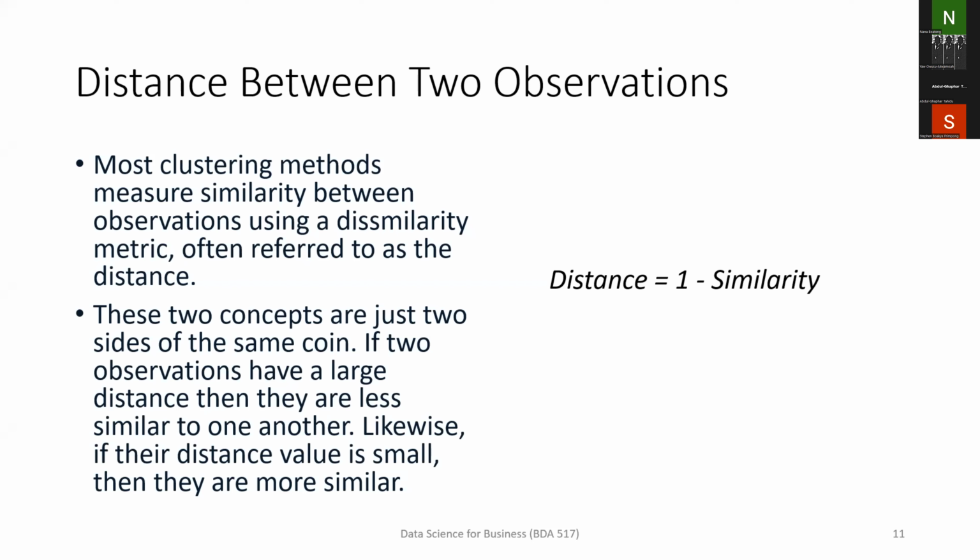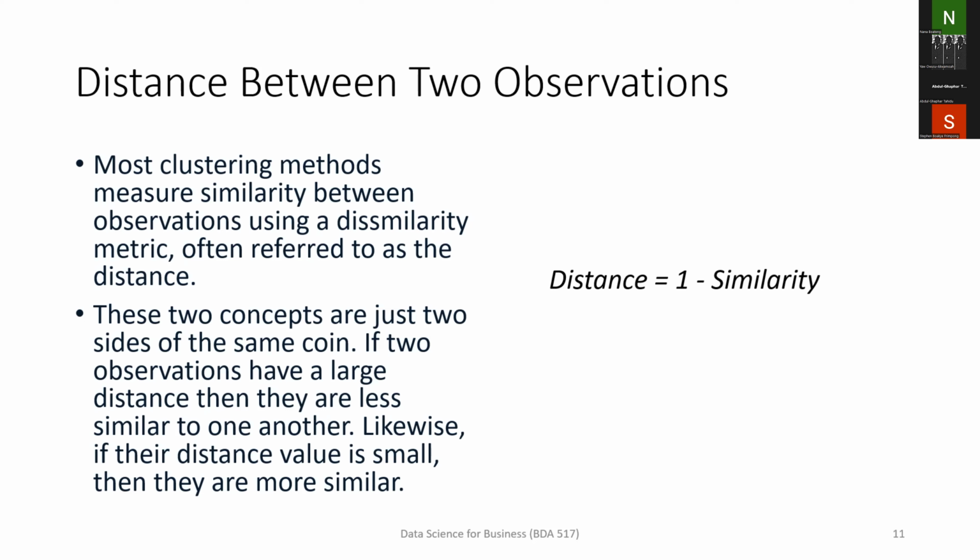In the same vein, if similarity is, let's say, 25%, then the distance is 75%. If you are comparing two things, and one has a distance of 50% and the other has a distance of 80%, then the one that has 50% is more similar than the one that has 80%. So this is the idea behind it.